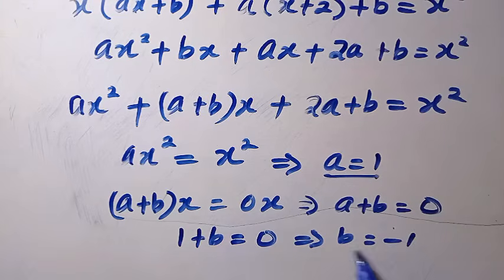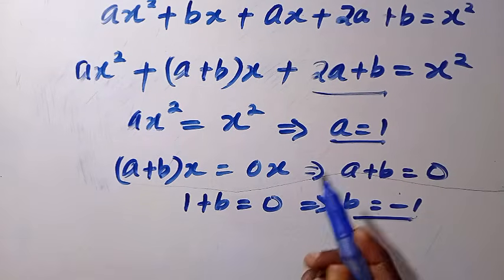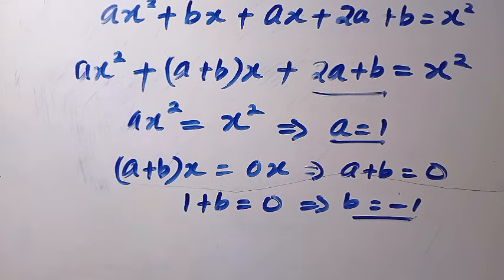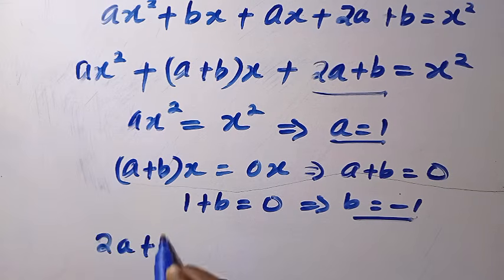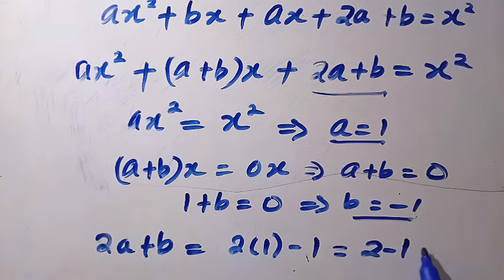We've gotten a, we've gotten b. But what of this? If 2a plus b is able to equal 0, then we conclude that the function is linear. Let's substitute. For 2a plus b, this will be 2 times 1 minus 1, which is 2 minus 1, and 2 minus 1 equals 1. So this is not equal to 0. This shows that the function is not linear. What if we try a quadratic?